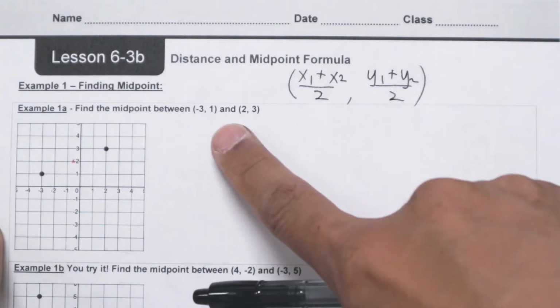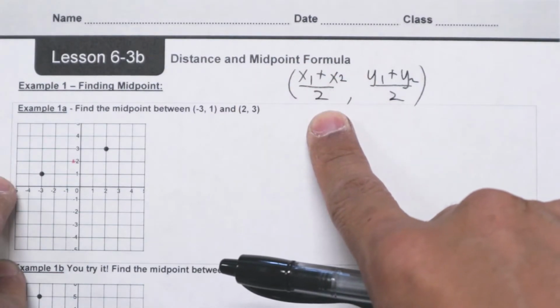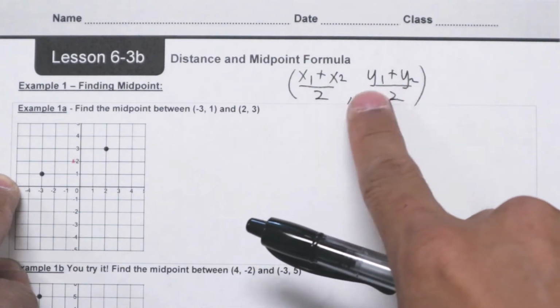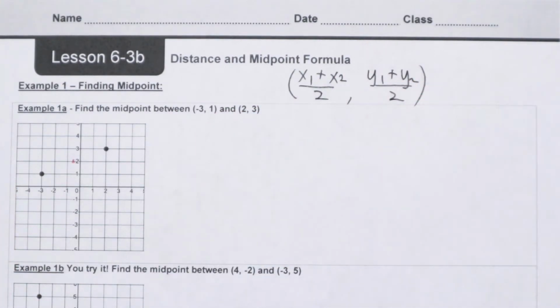So if you have 2 x's, you just find the middle of them. You find the mean of them, so you just add them and divide by 2. Same thing if you were to find the middle of the y's, there's 2 values, you just add them and divide by 2. It's like finding the median as well. If there's 2 middle numbers, you add them and divide by 2.